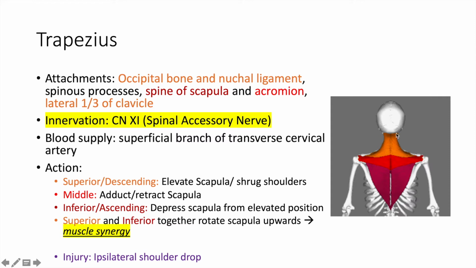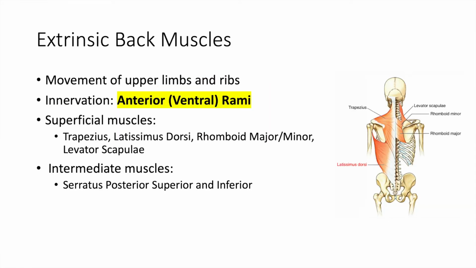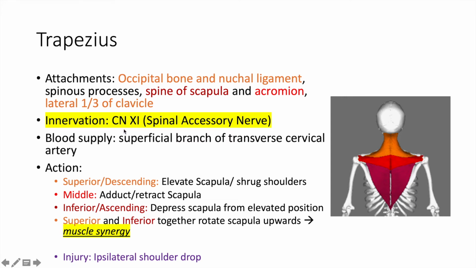So we're going to start at the occipital bone and nuchal ligament. Remember, we had talked about that ligament, as well as the spinous processes, the spine of the scapula, acromion process, and the lateral third of the clavicle. This one is innervated differently. It's not just anterior rami like we said. This one is cranial nerve 11, which is our spinal accessory nerve. That's very important to remember since it's different. The blood supply is the superficial branch of the transverse cervical artery. So try to remember transverse cervical.